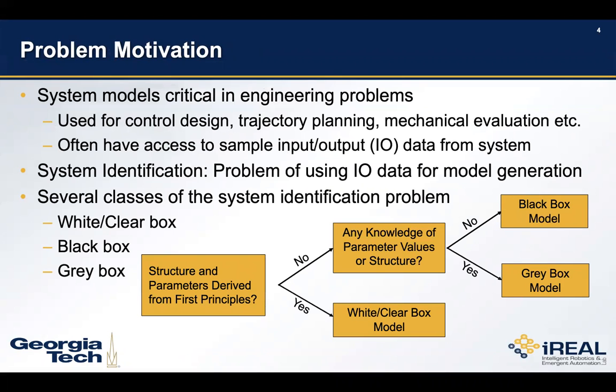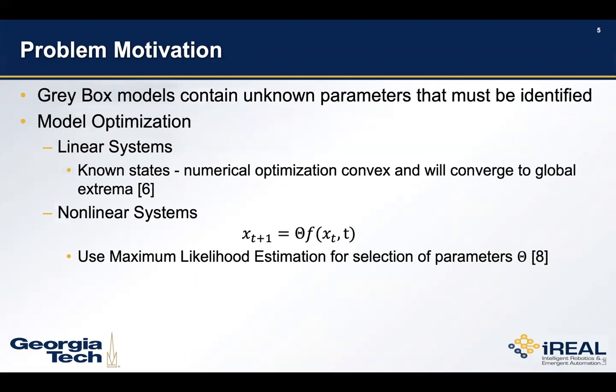Often we have access to or can generate sample input-output data from a system, and system identification is the process of using this input-output data for model generation. There are several classes of system identification problem, but in this work, we focus on gray box modeling, which is a problem where we have some knowledge of the model structure and parameters. We focus on one subset of the gray box model, which is the problem of the unknown parameters, which considers the case where a model structure is either known or assumed, and the goal is to identify the system parameters to complete the model.